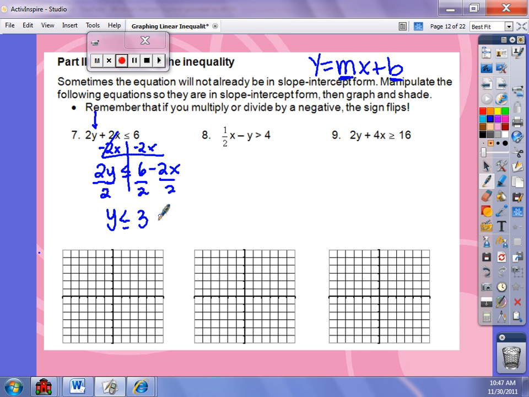6 divided by 2 is 3. 2 divided by 2 is 1. And I would go from here to plot. Start at 3, down 1 over 1 every time. Solid line. And I would be shading below. I want to look at one where we end up having to flip the sign.